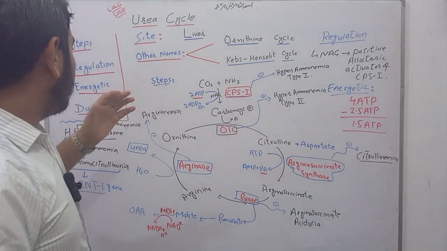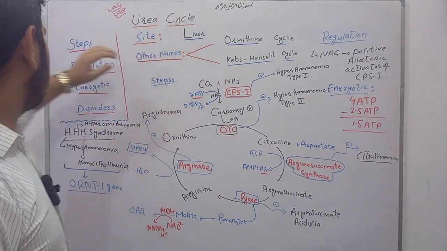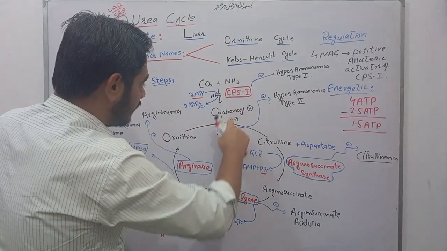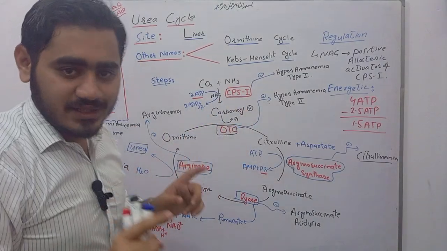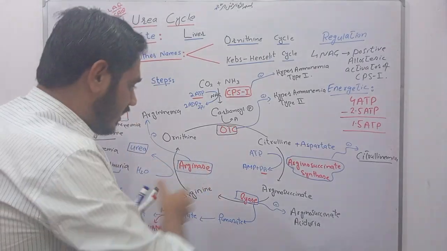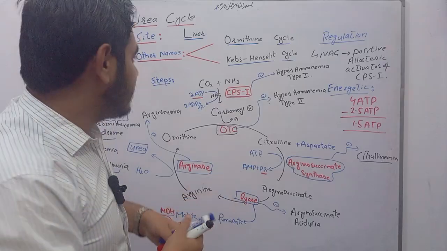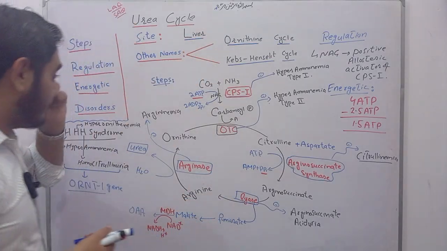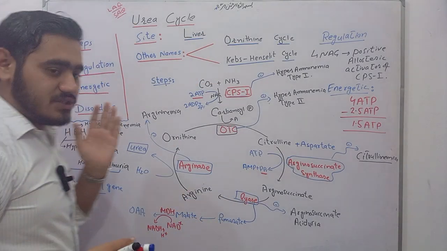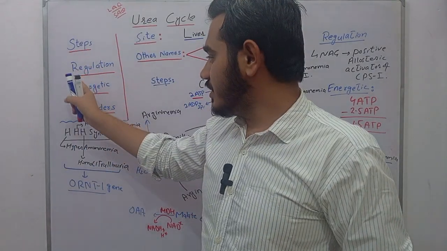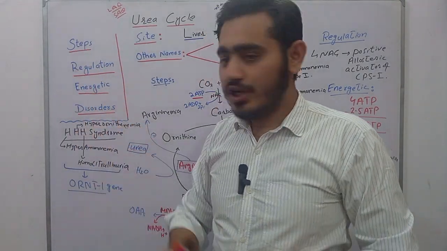So friends, it is all about the urea cycle, their site. The first two reactions occur inside mitochondria, and the last three reactions occur inside cytosol, and the main site is liver. So friends, it is all about the urea cycle: the site, steps, regulation, energetics, and disorders.